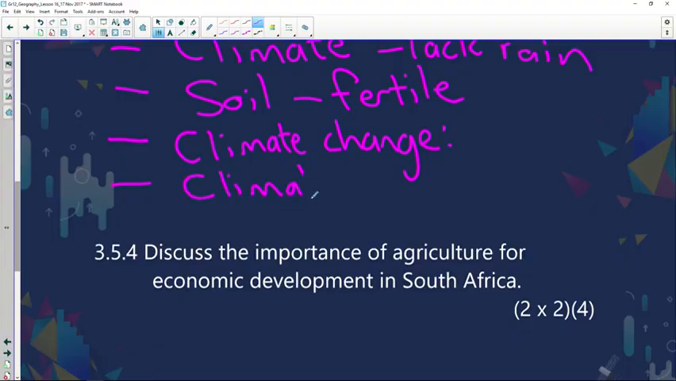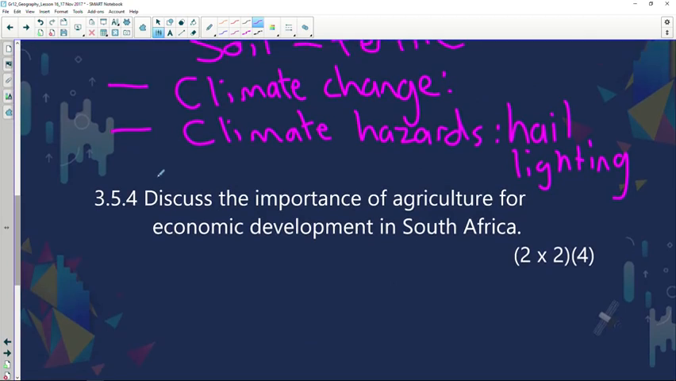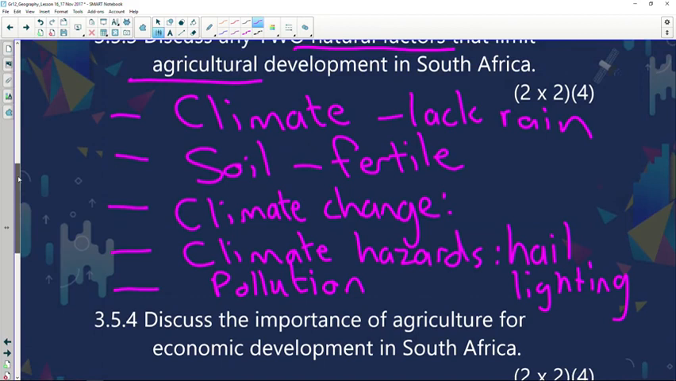And another factor is climate hazards. When I refer to climate hazards, it's like hail, which can destroy the crops, or lightning that can cause devastating veld fires. And unfortunately, another problem is the amount of pollution that's being created. So that can also create a problem. One that we want to add over here as well is diseases. I'm just going to write it over there. For instance, bird flu. South Africa actually experienced it at the end of 2017, and it has a very negative impact on our poultry production.